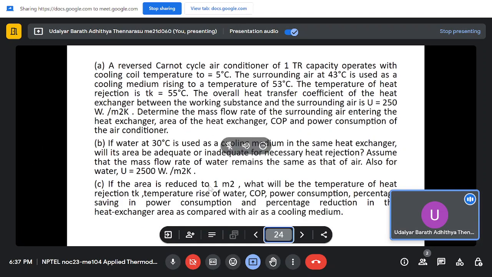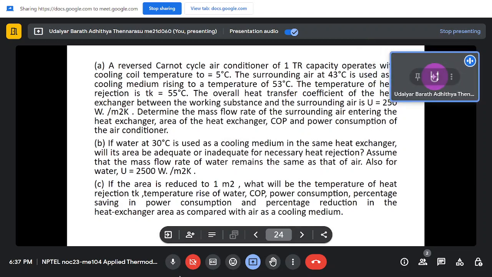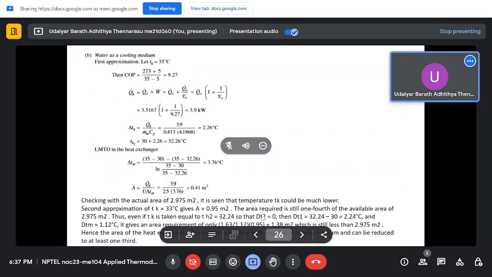Now the C part of the question. They say if the area is reduced to 1 meter square, what will be the temperature of heat rejection, temperature rise of water, COP, power consumption, and percentage saving in power consumption and percentage reduction in the heat exchanger area as compared with air as a cooling medium. We'll see how to solve this. Now if we use water as a cooling medium, the first approximation which we make is that the evaporator temperature is at 35 degrees Celsius.